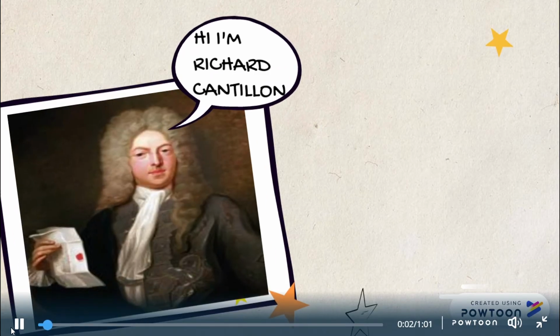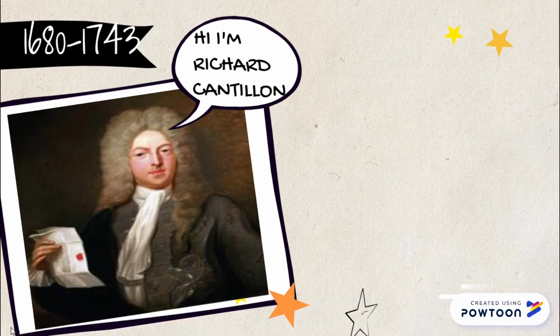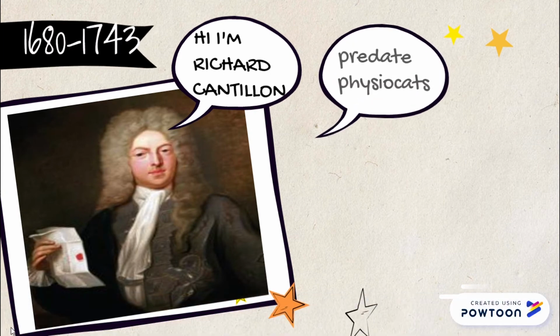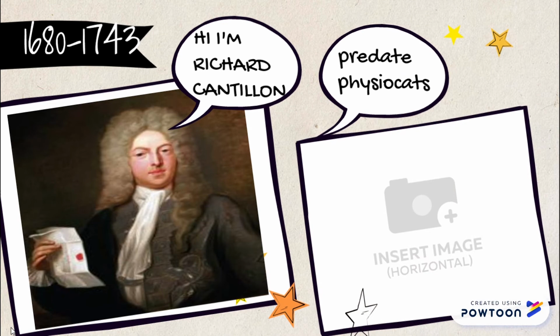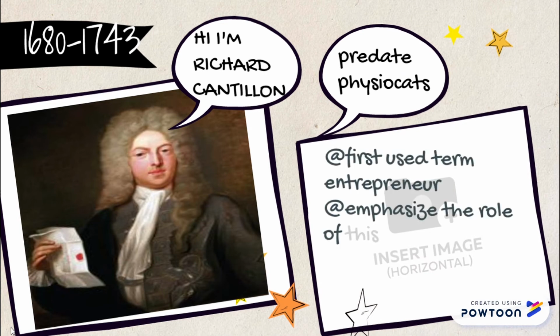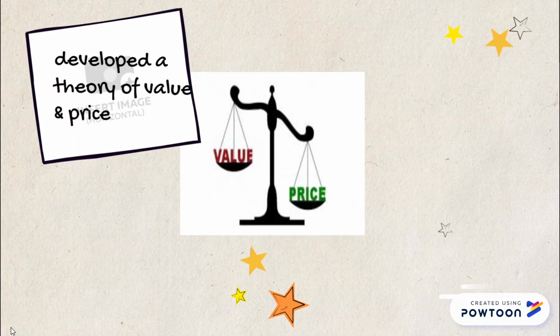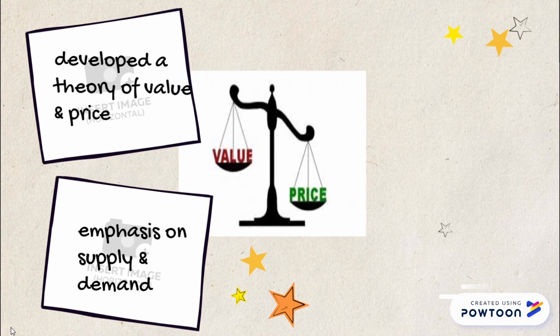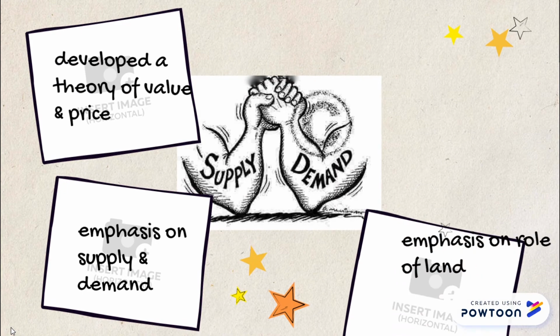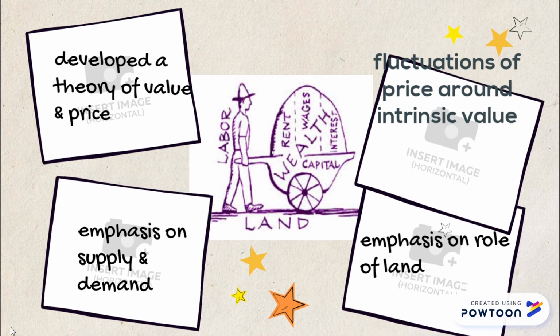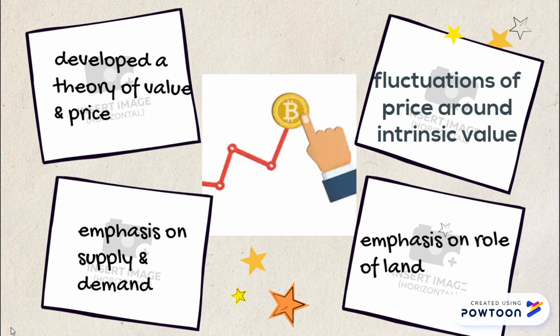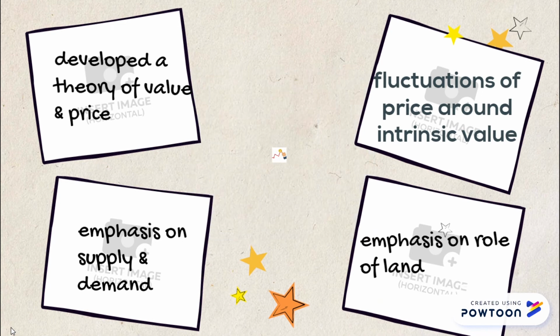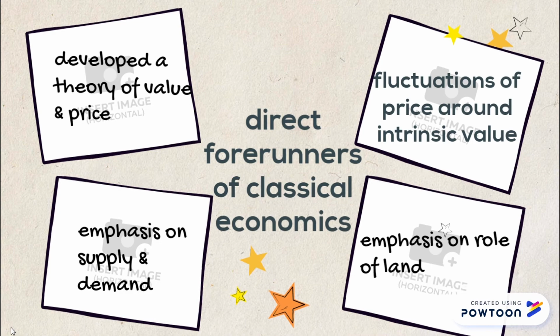Richard Cantillon was born in 1680 and died in 1734. He predated the physiocrats in two ways: he used the term entrepreneur, and emphasized the role of this figure in economic life. He developed a theory of value and price, with emphasis on supply and demand. Besides, he emphasized the role of land, and fluctuations of price around intrinsic value. These make him a direct forerunner of classical economics.